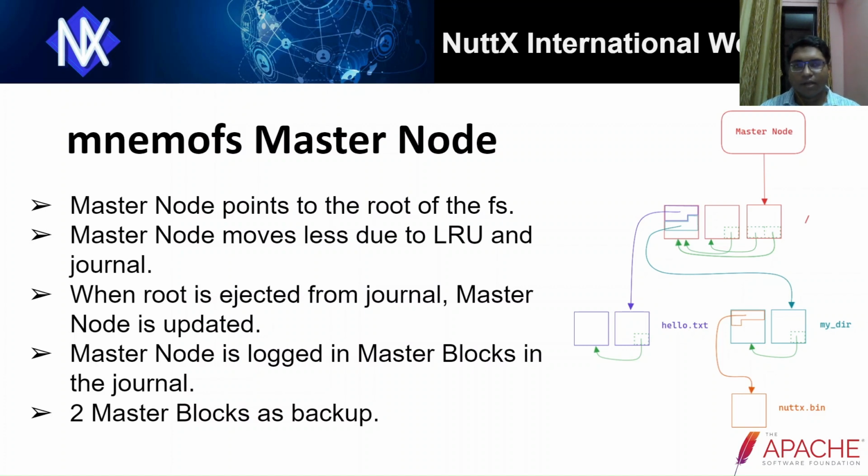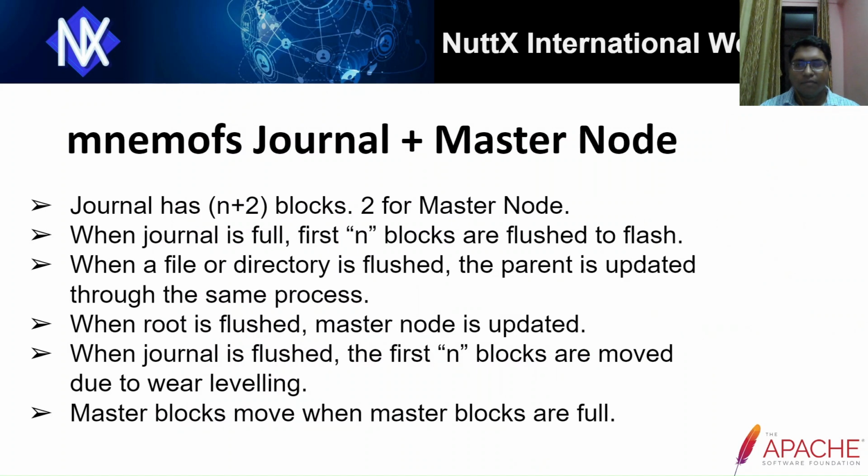So let's take a look at the master node. The master node points to the root of the file system. When the root is updated, the master node is updated. This change of the master node's location is logged into the journal's last two blocks. These two blocks are called the master blocks, and there are two of them because we need backups.